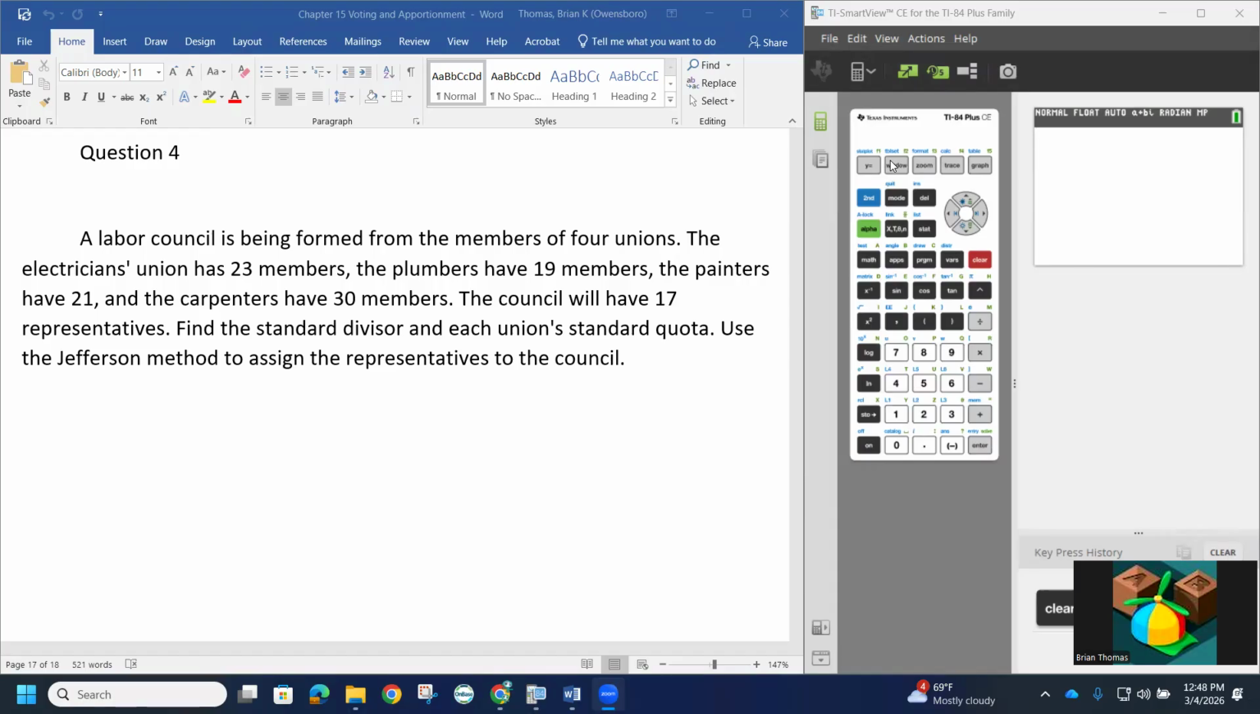So I believe question four uses the Jefferson method of apportionment. So let's look at this example and see how to use the Jefferson method.